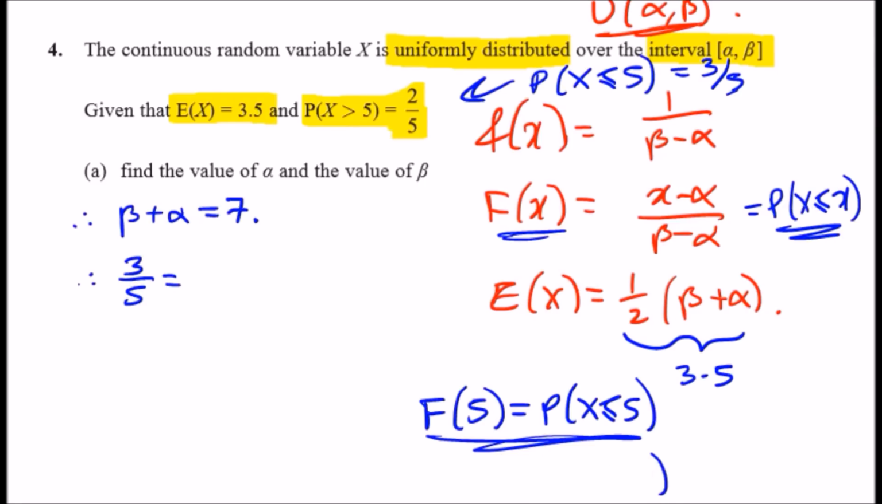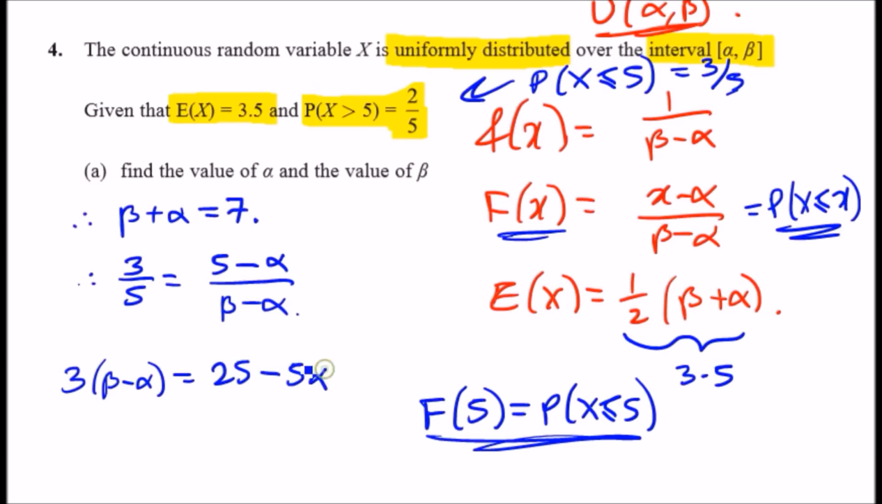So this means for part A, 3/5 will equal this at 5. So we're going to have 5 minus alpha over beta minus alpha. Oh, and you can see that this is going to be a bit long. So just to make life easy, cross multiply, so times 5 across and beta minus alpha across. We're going to have 3 times beta minus alpha equals 5 times these guys, so 25 minus 5 alpha.